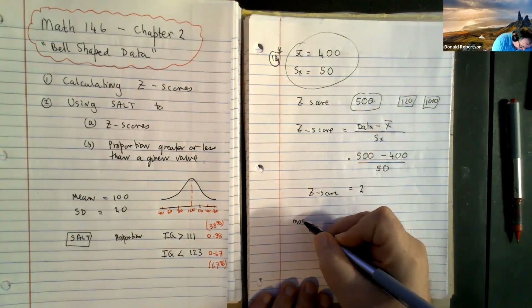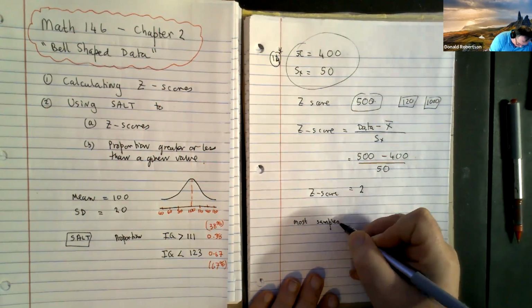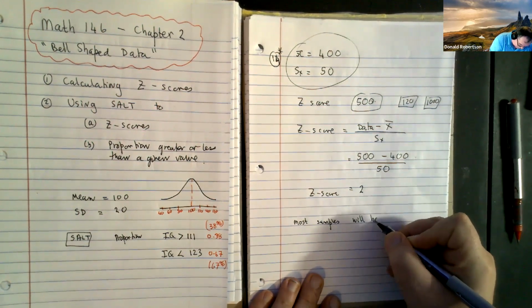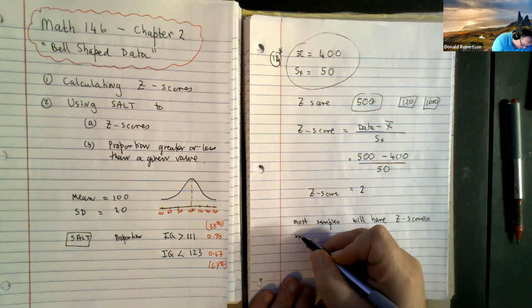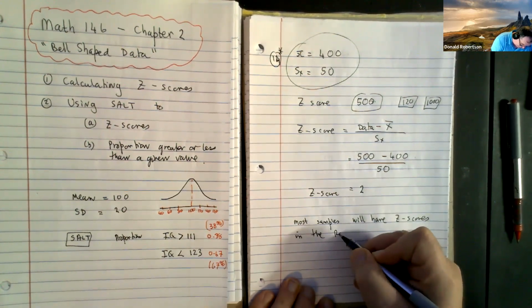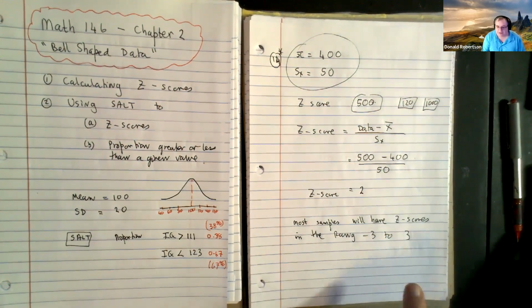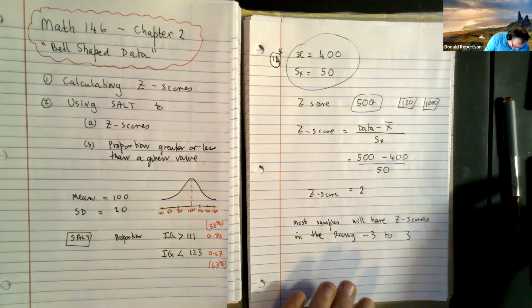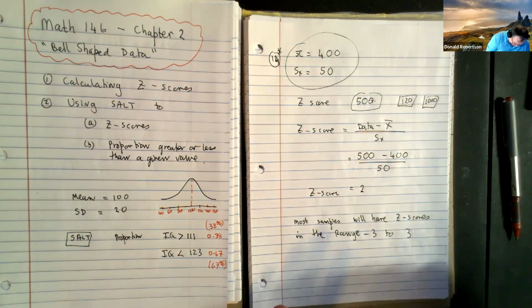For most samples, right? So if you look at all your data, most of these samples will have z-scores in the range -3 to 3. So if you calculate the z-score of just a typical person from a population, right, from a sample, the z-scores tend to be in the range -3 to 3. It's the first truism.